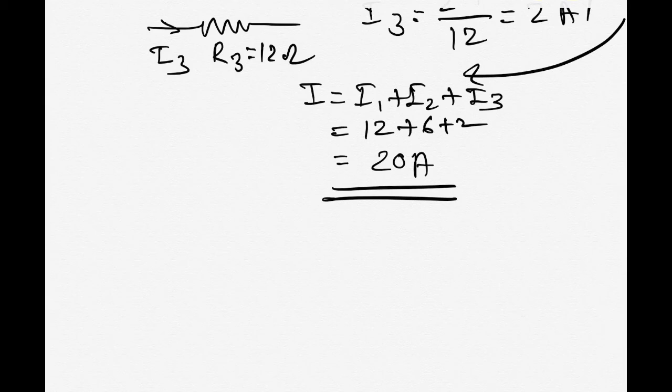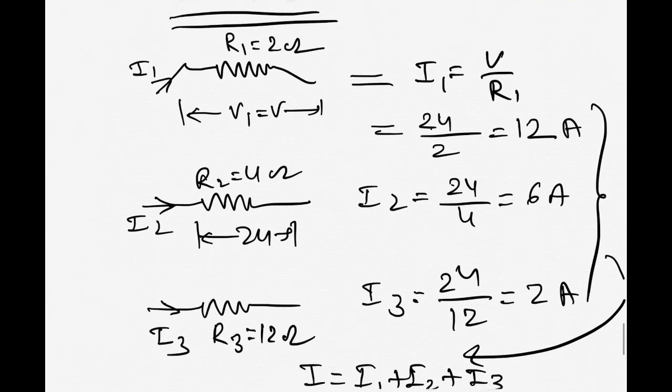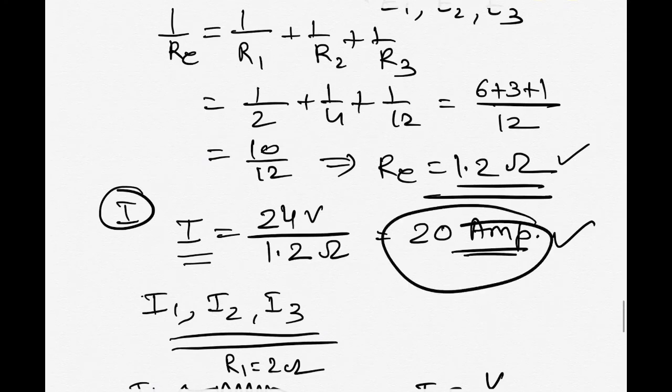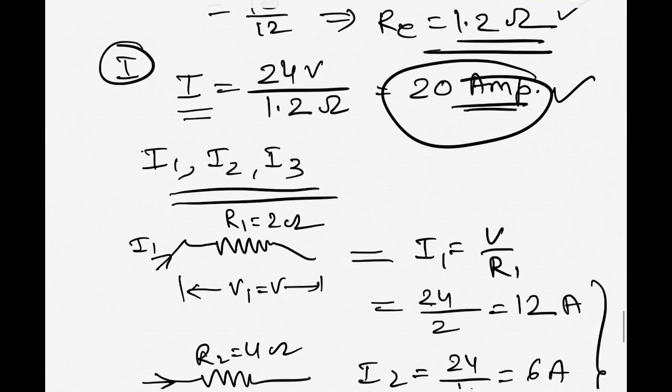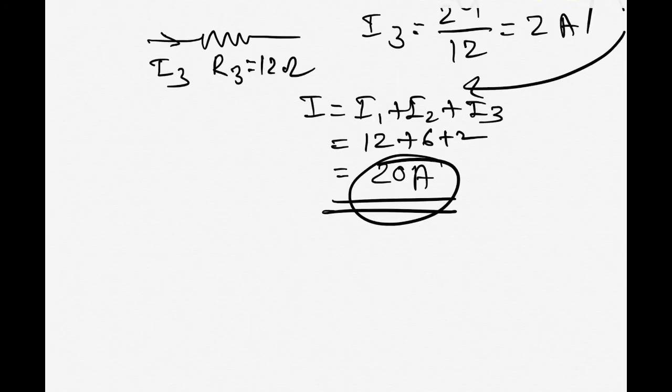Now you see, if we add up the three individual currents in the three individual resistors, it becomes the same as what we calculated previously, the current in the circuit. So that means our calculations are correct and matching. The last thing we want to accomplish is the energy consumption rate across these three different resistors.